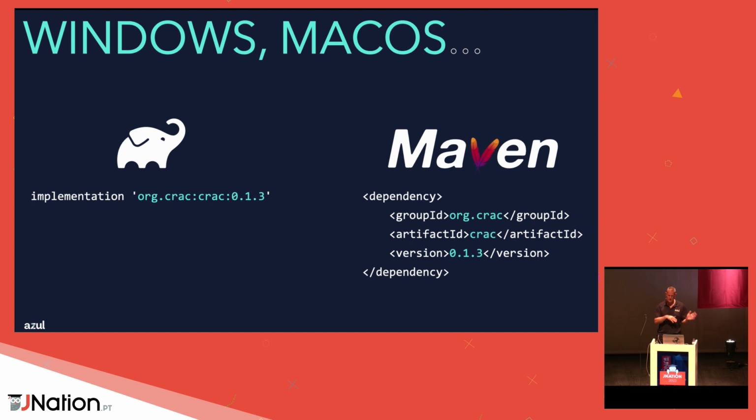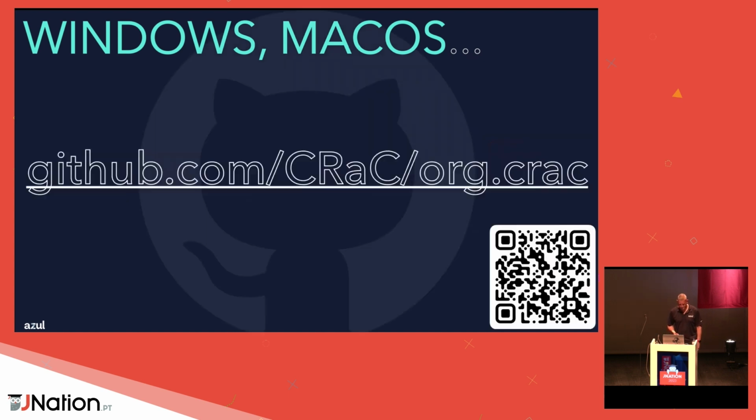So you can code on Windows and Mac and Linux. And once you deploy that on a Linux machine with support for CRaC, it will use it. And otherwise, it won't just crash. You can use it in your IDE like a normal dependency. You can get more information about this library at github.com/crac, org.crac.